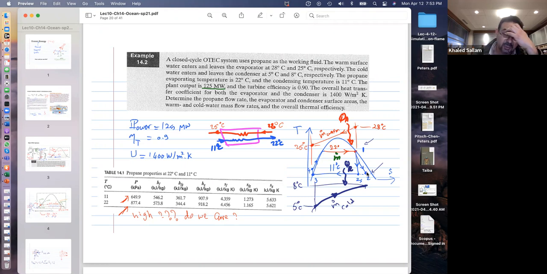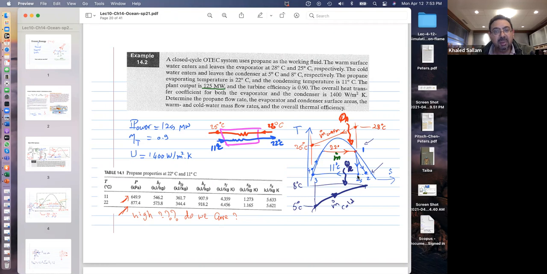How do I get H2? We did this so many times. First, we need to get 2S. How can I get H2S? Same entropy. So I need this S, and then I come here and say it's the same S, right? How do I get S at 1? SF or SG? SG. At 22 degrees, SG is 5.6. So I got myself SG. And then I'm going to say S2S is the same as S1, which is SG at 22. Okay, I got my entropy.